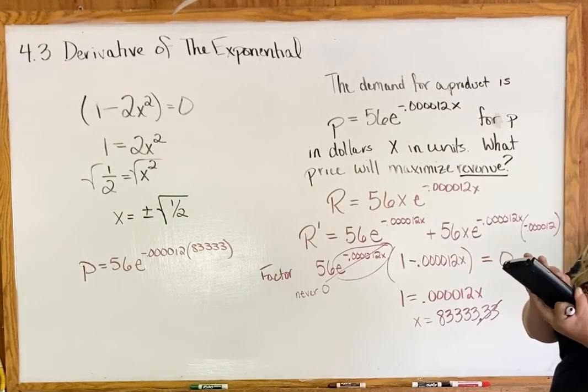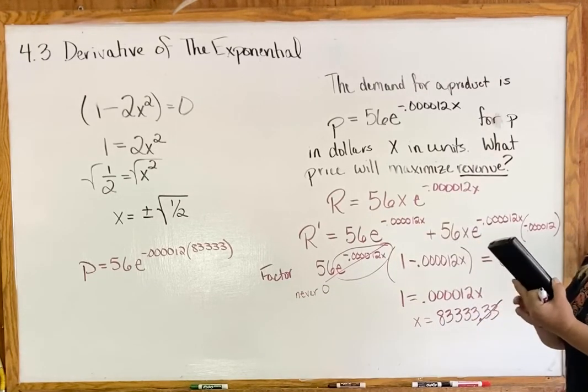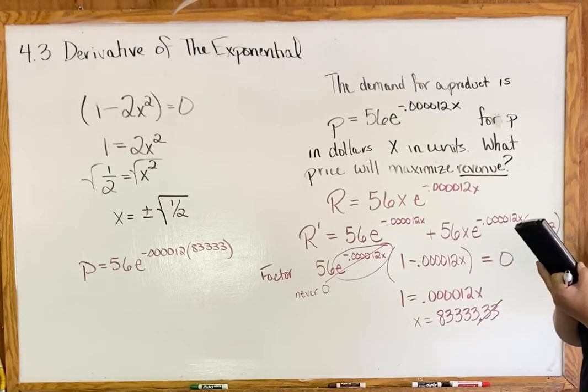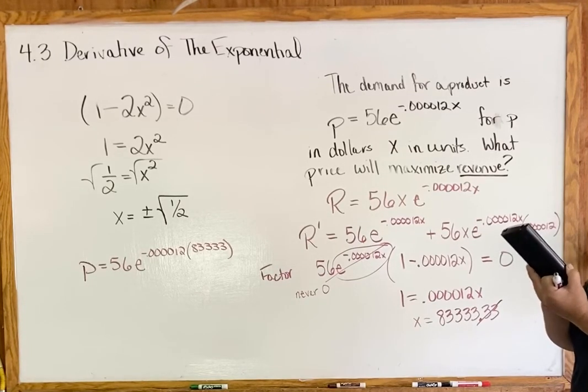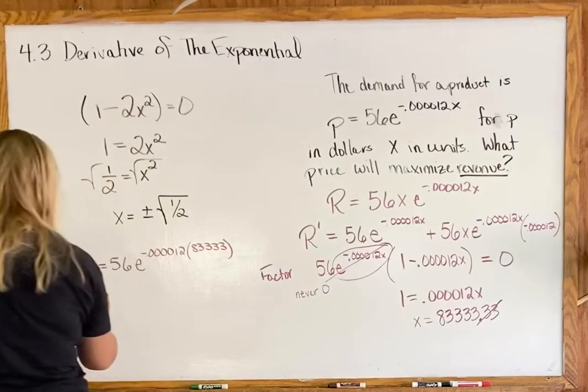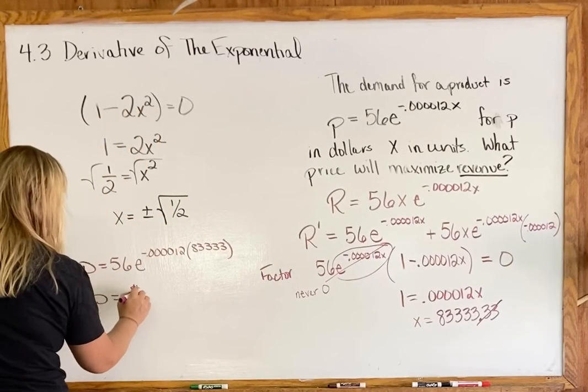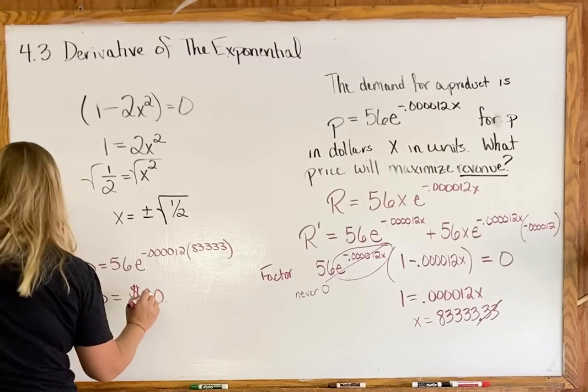56. Remember, use your e to the x, which is along the left-hand column. Negative 0.000012 times 83,333. And I end up with a price of $20.60.